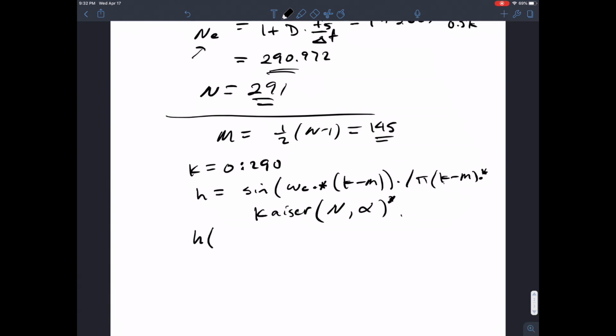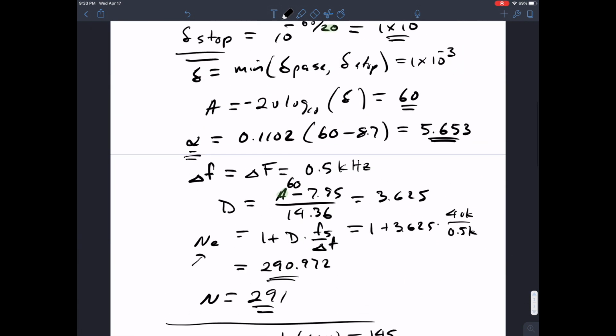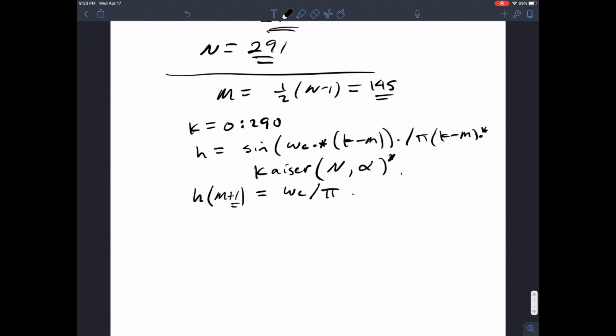So that would be h of M, but remember with MATLAB indices, we shift everything by 1. So this would be M plus 1. The plus 1 takes care of the MATLAB index. That would be just omega c divided by pi. All right, so we know if we use L'Hopital's rule on d of k, at k equals 0, you would get omega c over pi. Okay? And so that's it. That's the MATLAB-like code that you would write to get the impulse response.